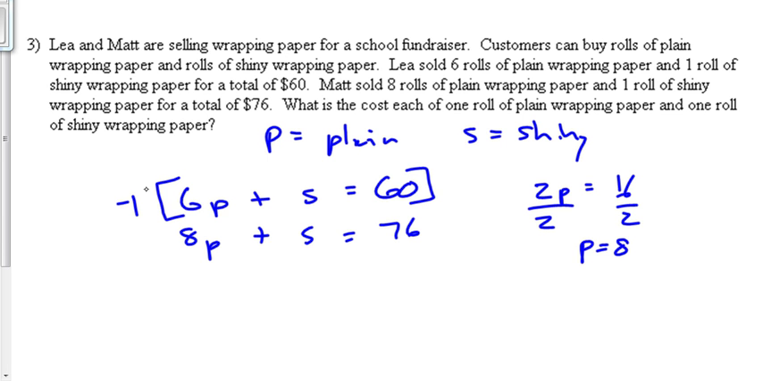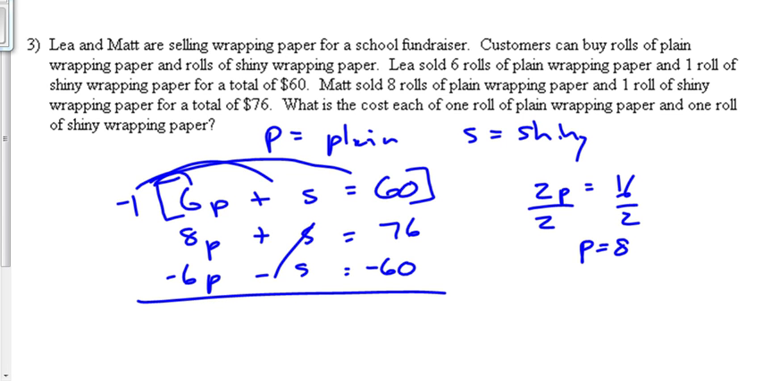I multiply this whole thing by -1. Okay? And what I'm going to get is negative 6P minus S is equal to negative 60. And then when we eliminate, S is gone. What am I left with? 2P is equal to 16. Divide both sides by 2, and P equals 8. So again, this is how to show exactly what's happening. This is probably the better way to do that, in all honesty, so that way we're showing the work the correct way. But now we need to go ahead and plug this 8 in up here.